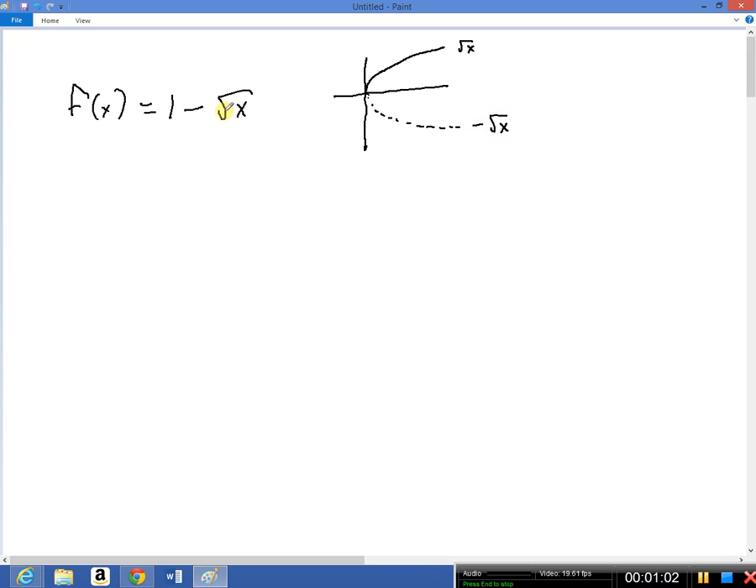And 1 minus that would mean this thing, add 1 to it. So everything here gets shifted up 1 unit. So this point at 0, 0 would end up at 0, 1. And then the curve would go down from there. So it's going to have a vertical tangent line, and then it's going to go like that. So that's the graph of 1 minus the square root of x. And the question is, find the absolute and local maxes and mins for this function.